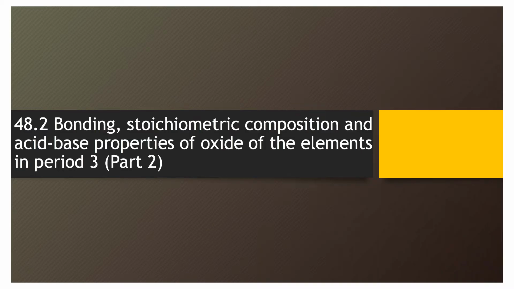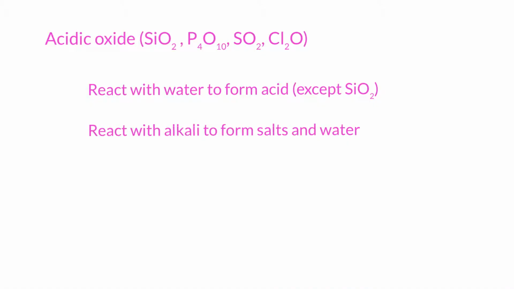So 48.2, we're going to continue the acid-base properties of the oxides of the elements in period 3. Last video, we talked about the basic oxides and also amphoteric oxides. This video, we continue to talk about the acidic oxides. For the acidic oxides, we are talking about silicon dioxide, phosphorus pentoxide, sulfur dioxide, and also dichlorine monoxide. These oxides have acidic properties.